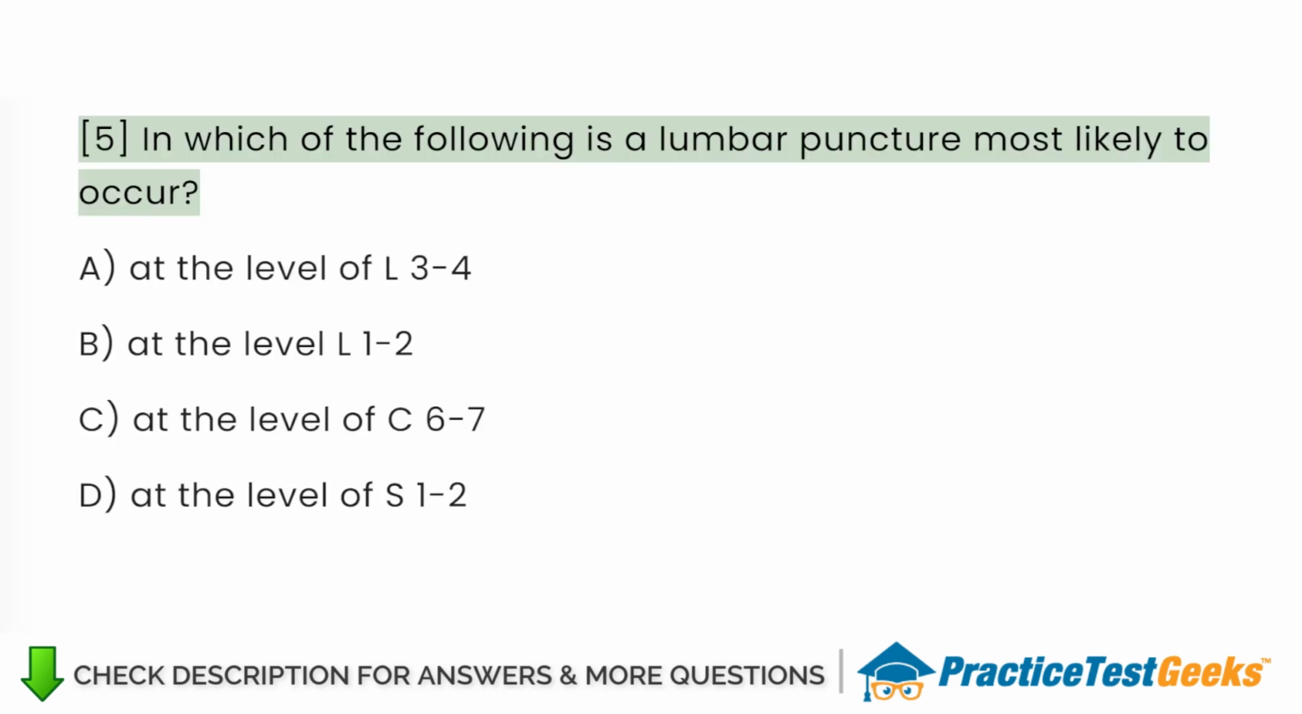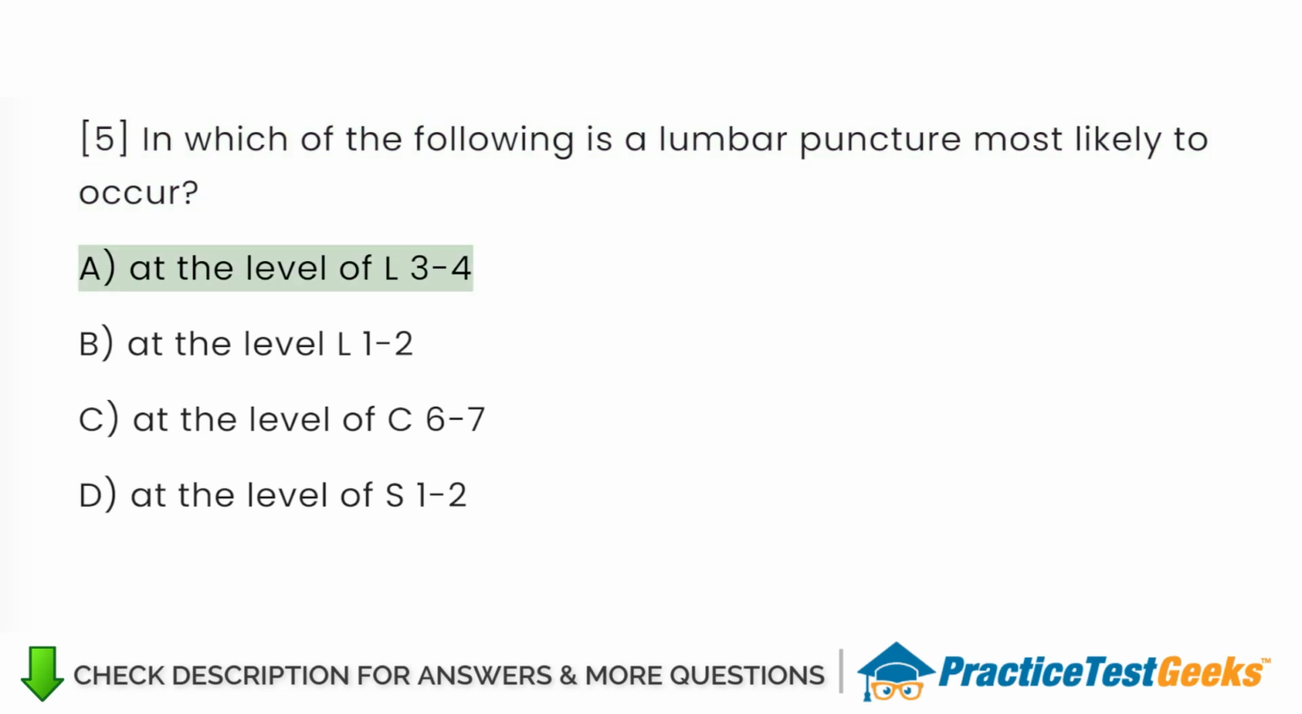In which of the following is a lumbar puncture most likely to occur? A. At the level of L3 to 4. B. At the level L1 to 2. C. At the level of C6 to 7. D. At the level of S1 to 2.